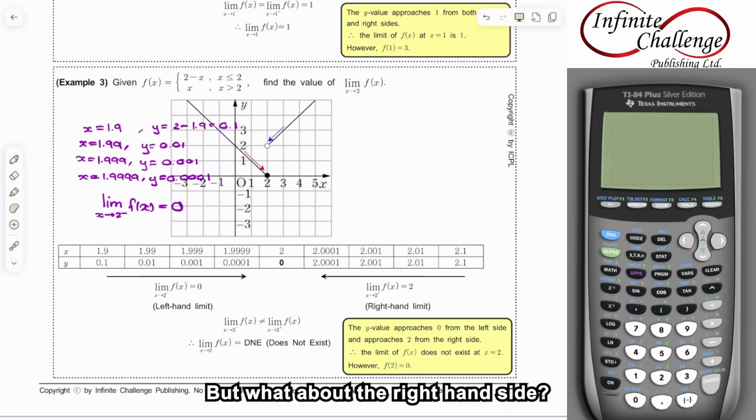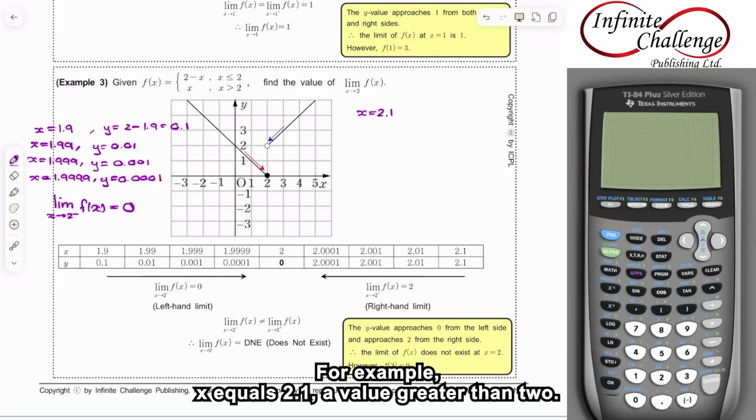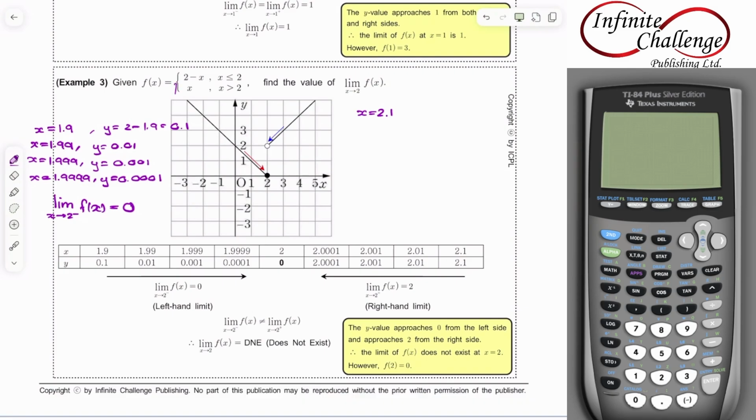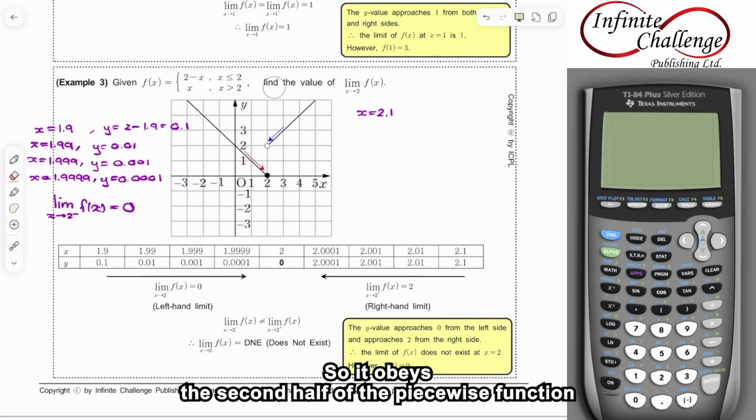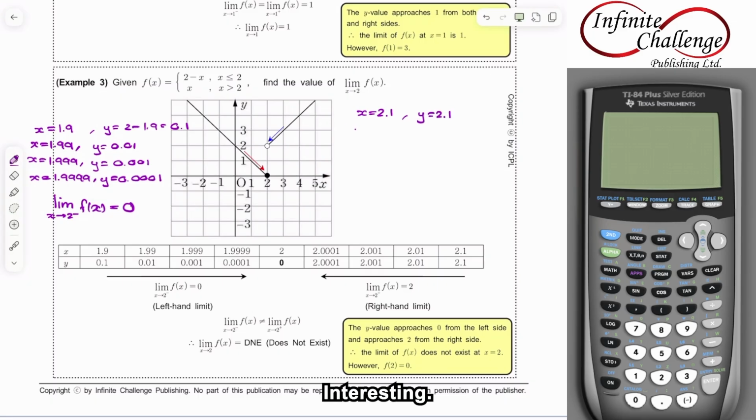But what about the right-hand side? By the right-hand side, I mean values, for example, x equals 2.1, a value greater than 2. So it obeys the second half of the piecewise function, where if x equals 2.1, y is equal to 2.1. Okay, interesting. Not close to 0 at all.